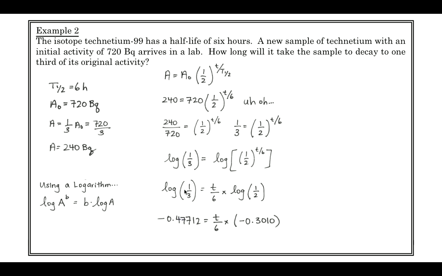And when I put these in my calculator, I get negative 0.47712, and then the log of 1/2 is negative 0.3010. And hey, this I can handle. This I can do. So what does it give me? 1.581 equals t over 6. Bring the 6 up and multiply, and I get 9.51 hours.